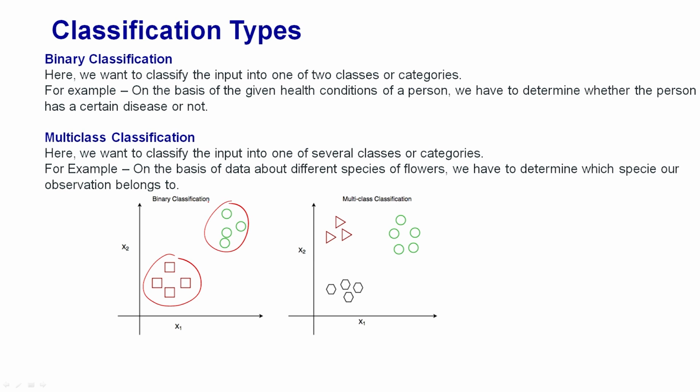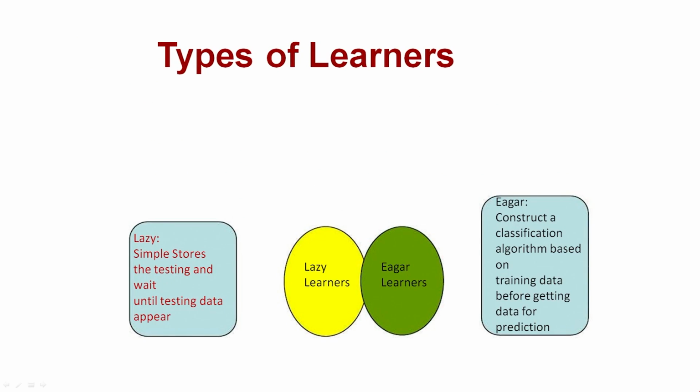You can also have multi-class classification. Here you want to classify input into several classes or categories. For example, based on different species of flower, we can determine what type of species it is, right? As you know, there are three different classes of flowers. So that's all. One can also have other kinds of classification, but we may not discuss them.